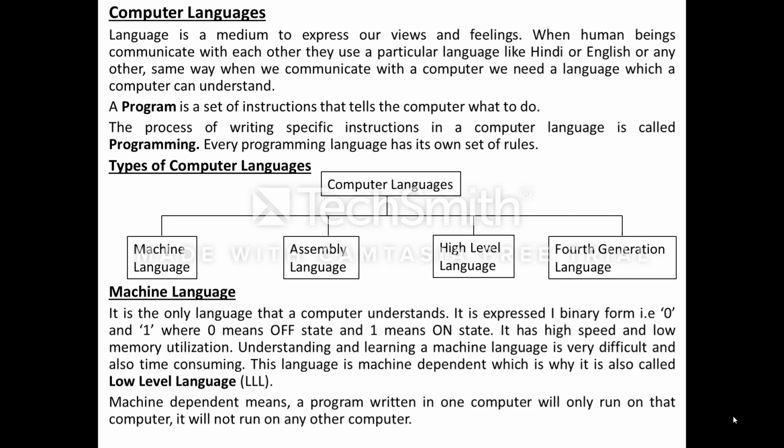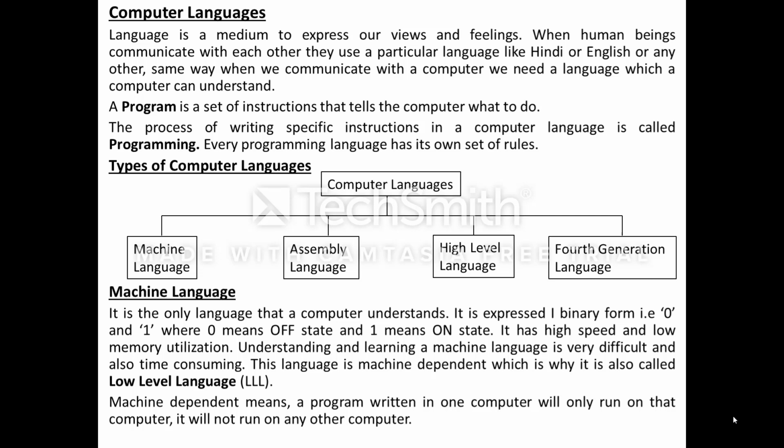Okay, now let's come to the types of computer languages. Now, computer languages are divided into four parts. First one is your machine language. Second one is your assembly language. Third one, high level language. And the fourth one is fourth generation language.